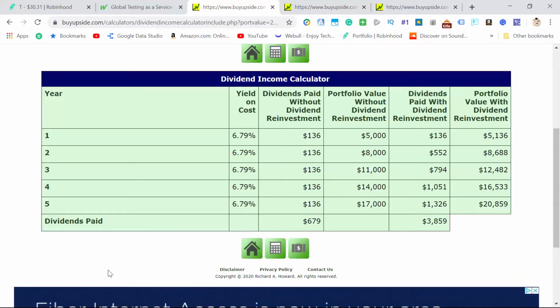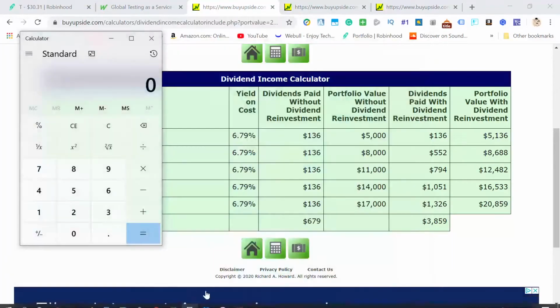So now let's go ahead and divide that real quick. So we're going to do 1326 divided by 12, and that's going to give us $110.50. So there you go. That's how much it's going to cost. That's how much it's going to take you to make $100 a month. It's going to take you $20,000 in your dividend account to do that.